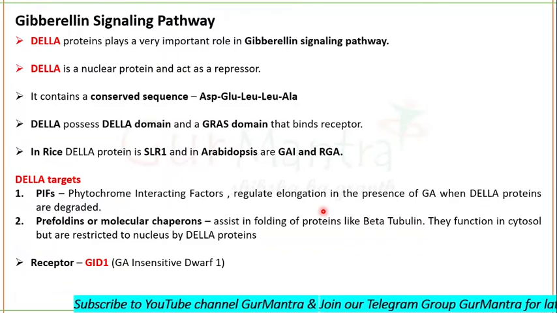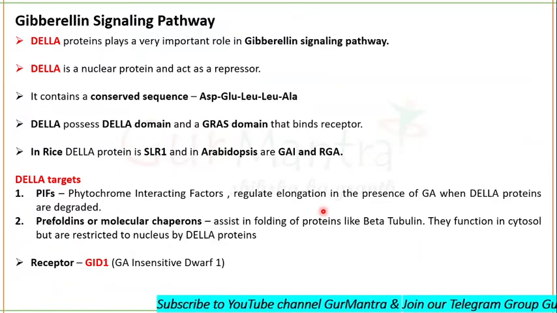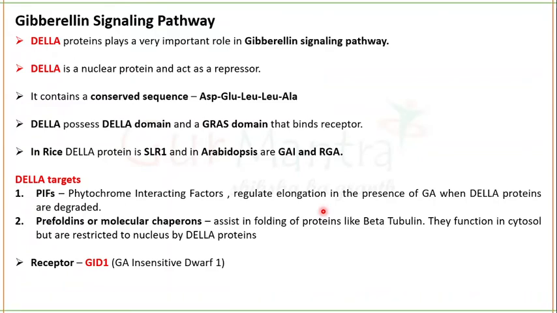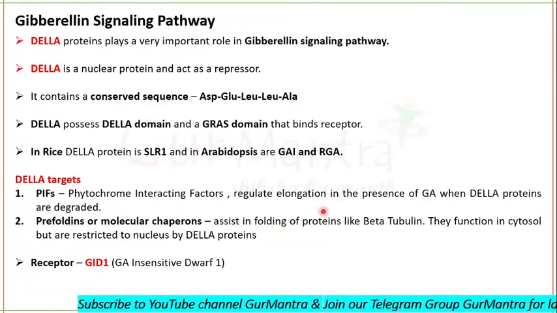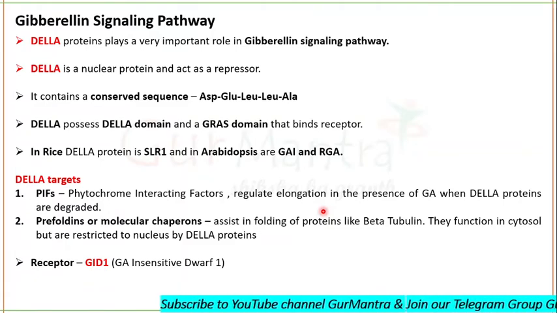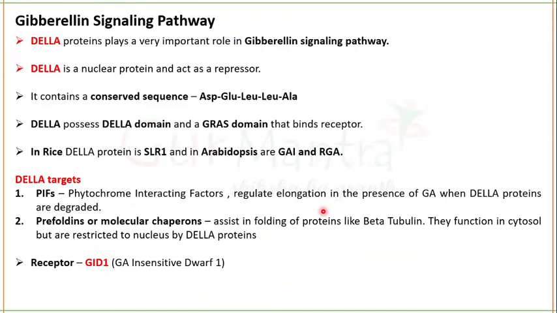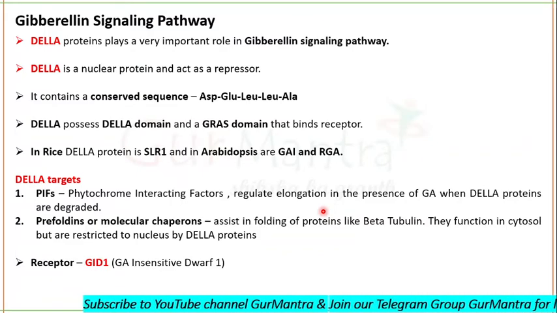How can DELLA proteins in the absence of gibberellic acid cause inactivation of phytochrome interacting factors? Actually, these DELLA proteins prevent the phytochrome interacting factors from binding with DNA, or these DELLA proteins can also cause the degradation of these phytochrome interacting factors. Is it clear what the role of DELLA proteins is? They prevent their attachment to the DNA.